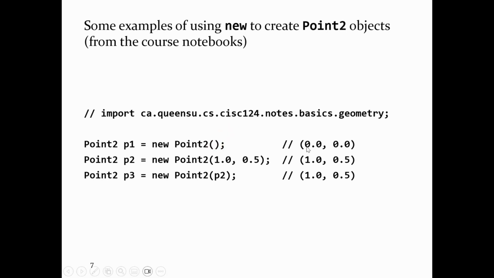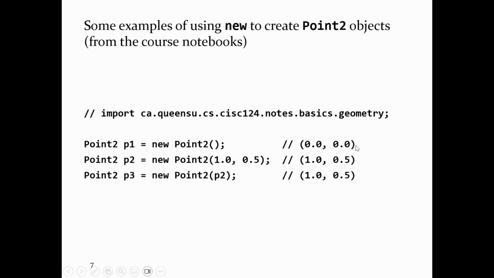So the first constructor makes a point whose coordinates are 0, 0, so it gives you back the origin. The second constructor lets the programmer say what the coordinates of the point are, so here it gives you back a point 1, 0.5. The third constructor takes in another Point reference. P2 is a Point reference. The third constructor makes a new point by copying the state of an existing point. So it copies the point P2 and initializes the third point so that its coordinates are the same as the second point.